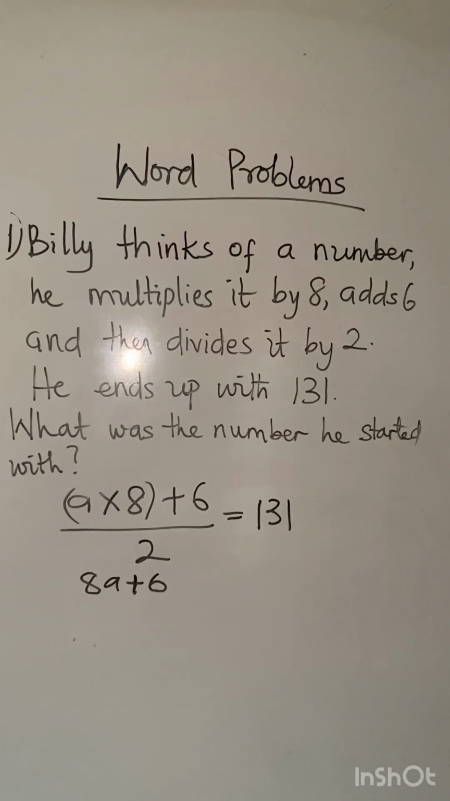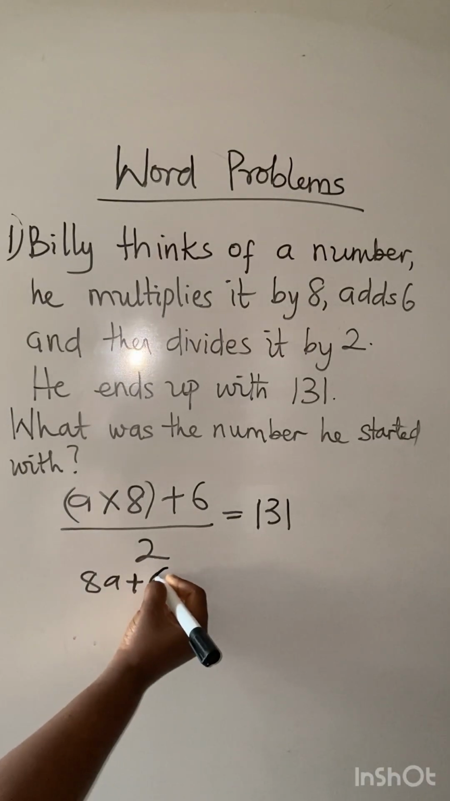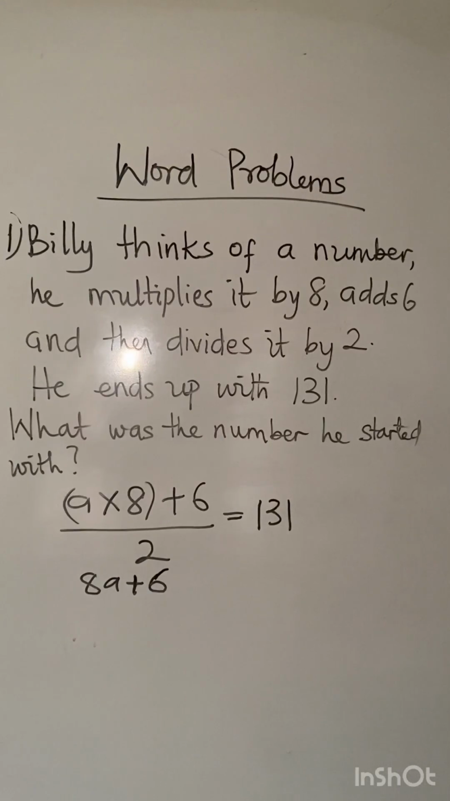So your answer cannot be 14A. It cannot. Assuming we have 8A and 6A, yes, your answer can be 14A. But in this case, our answer remains 8A plus 6, I mean. Now we're going to be dividing by 2.